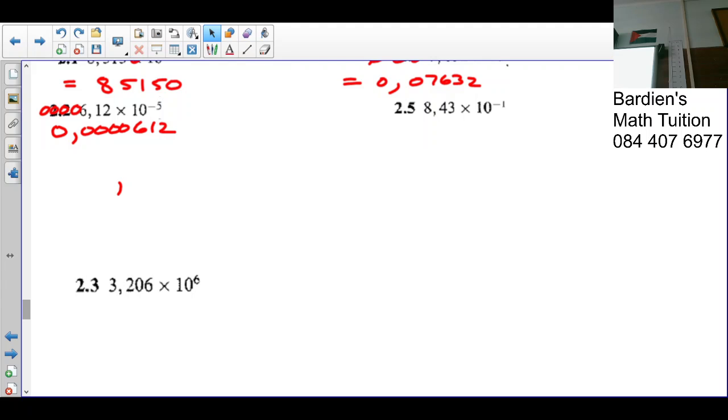Does it make sense? People, this work is not going to stick if you're not going to practice it. The majority of the work in maths works like this. If you're not going to practice the work, you're not going to remember how to do it. Okay?